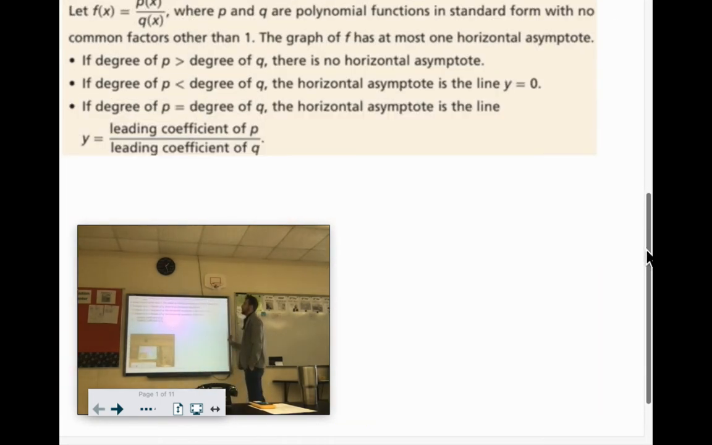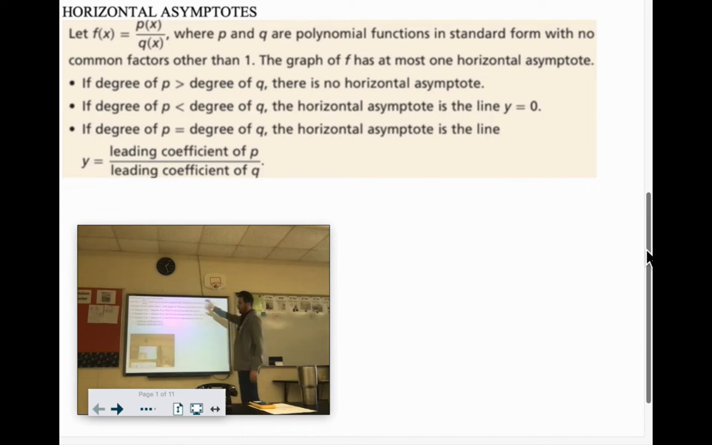And I would jot this down. Now, I know that this is on your notes, but I would jot down a simpler version of this. So if you look, they have p of x over q of x. P is the numerator stuff, q is the denominator stuff. If you look here, it says if the degree of p is greater than the degree of q. So if the degree is greater in the numerator than it is in the denominator, there is no horizontal asymptote.